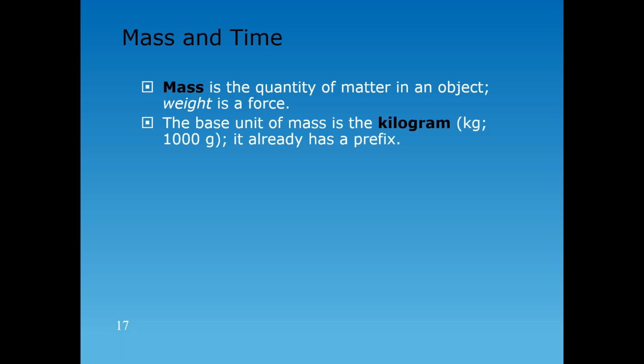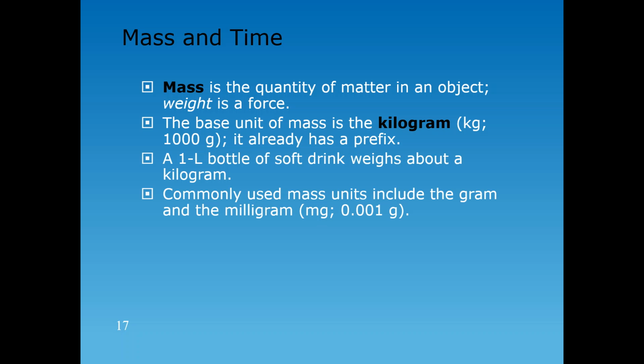And the base unit of mass, according to the SI system, is a kilogram, which already has a prefix, kilo, which means 1,000. So therefore, 1,000 grams is equal to 1 kilogram. So just to give an idea as to what that represents, a liter bottle of soft drink weighs about 1 kilogram. And then, of course, you have smaller and larger units. A common unit of mass is the milligram unit. Milli means 1,000th, so therefore 1,000 milligrams is equal to 1 gram.